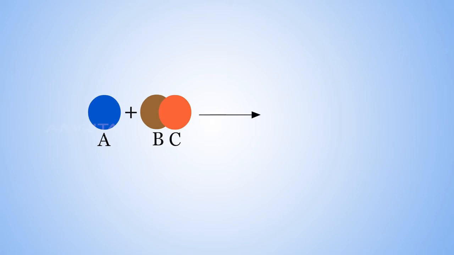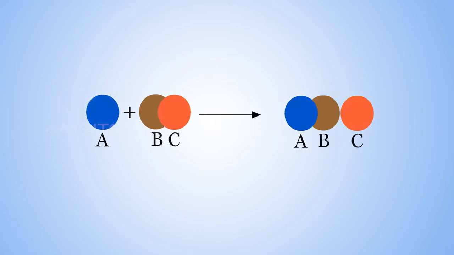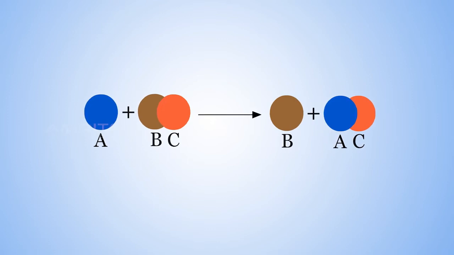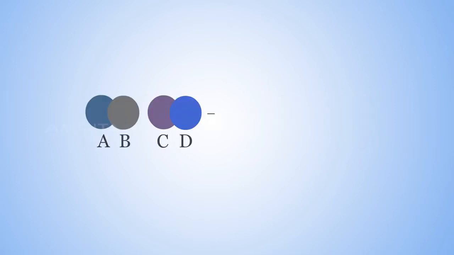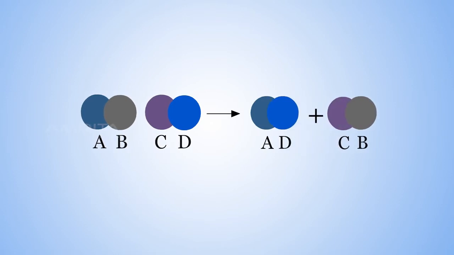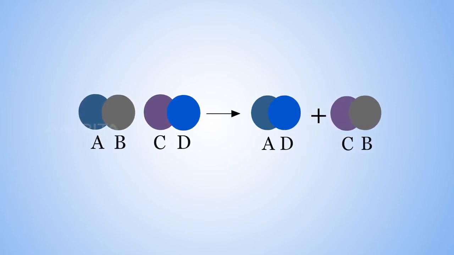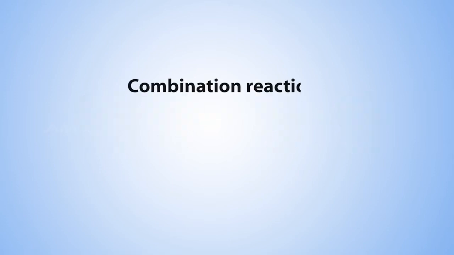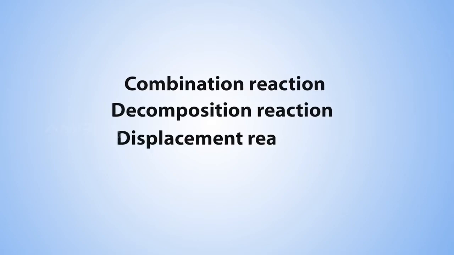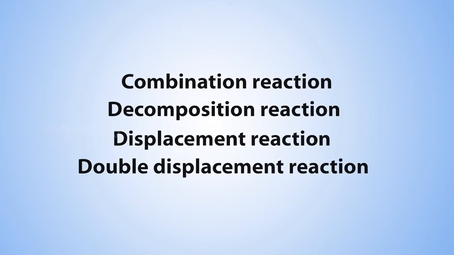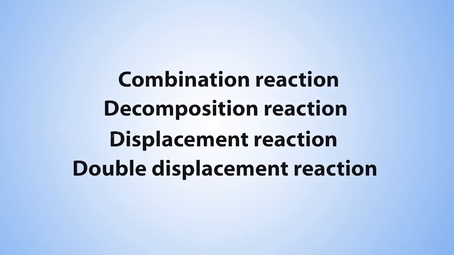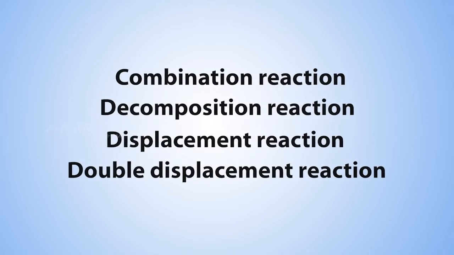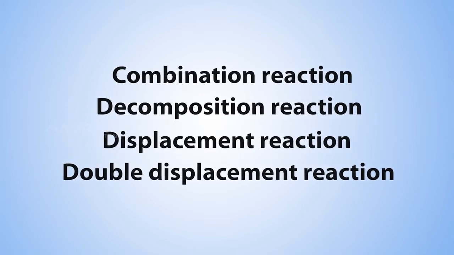The reaction in which a more reactive element displaces or removes another element to form a compound is called a displacement reaction. Reactions that involve displacement of two different atoms or groups of atoms by other atoms or groups of atoms are called double displacement reactions. The experiment aims to study the action of water on quicklime and classify it as a combination reaction, decomposition reaction, displacement reaction, or double displacement reaction.